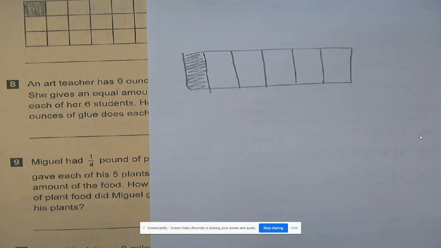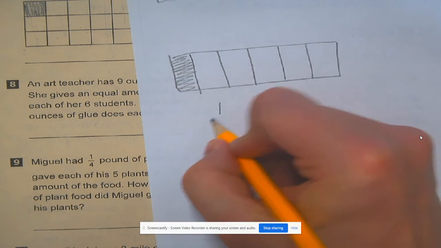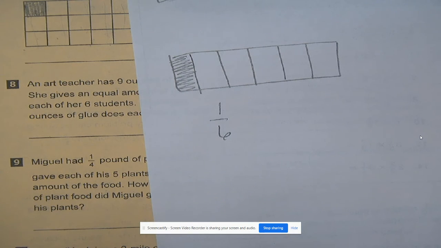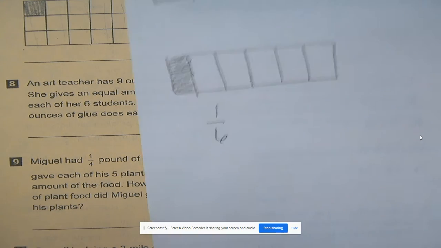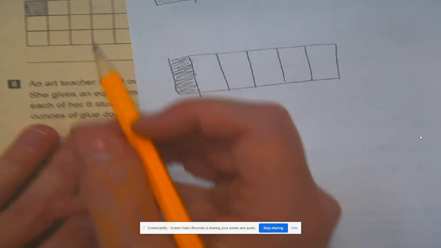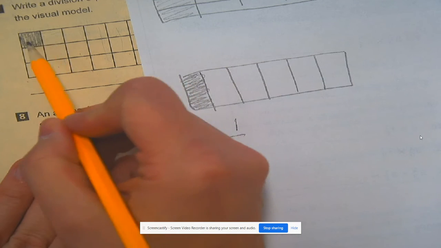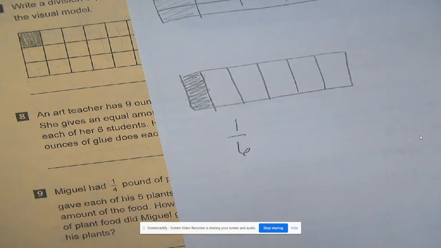So what's being divided up? 1/6 is being divided up. Yes. Does everybody see why I completely filled this in? Okay. What if this would have been filled in? We would have started with what? 2/6. Right? Does everybody see how I got the first fraction?